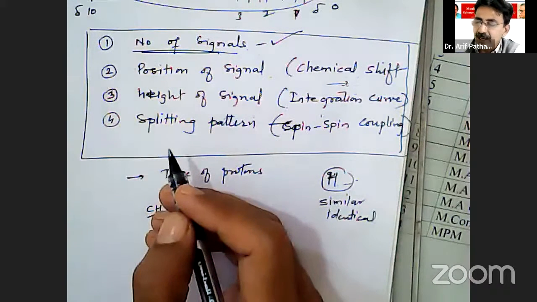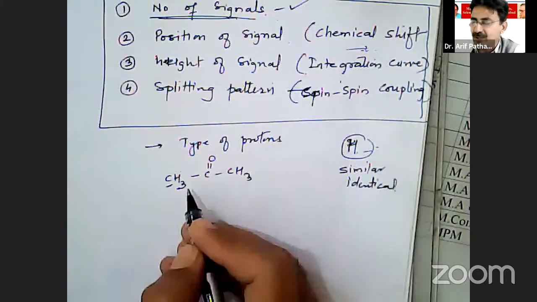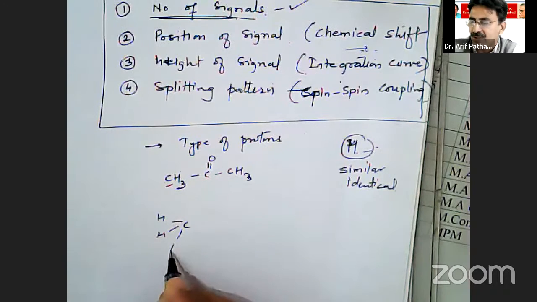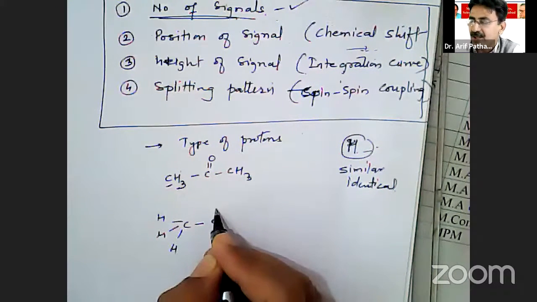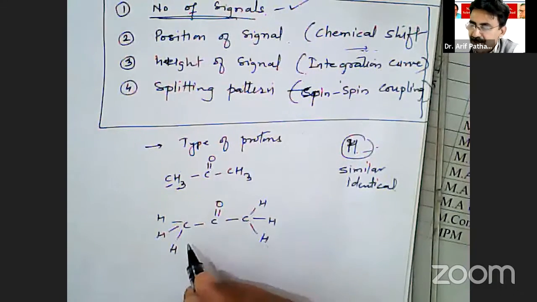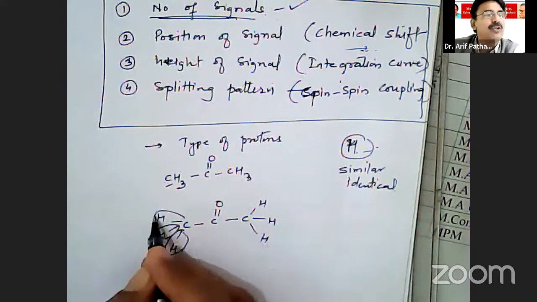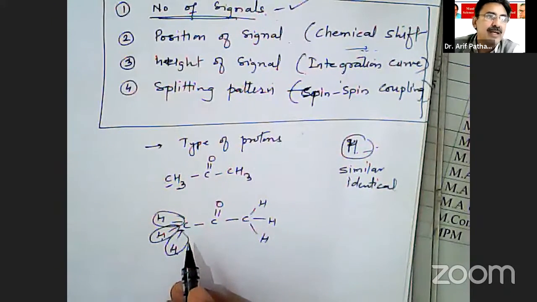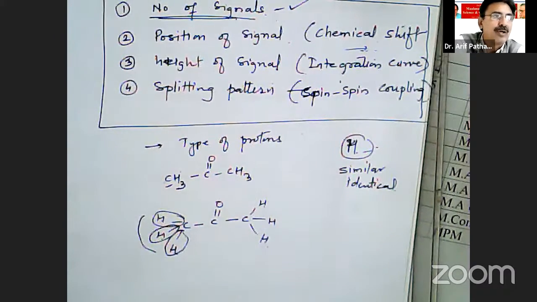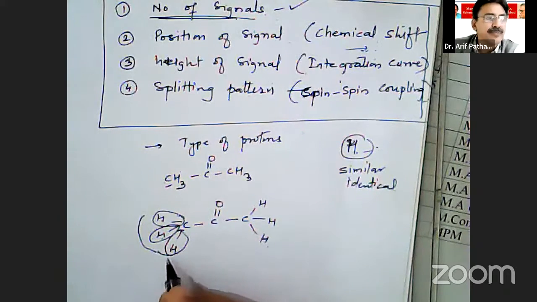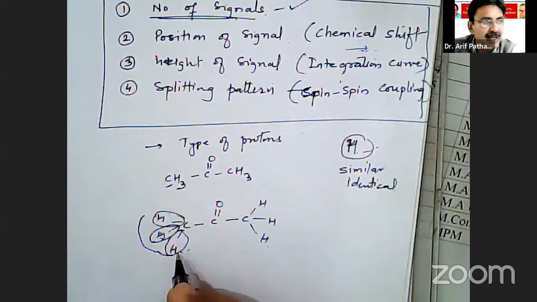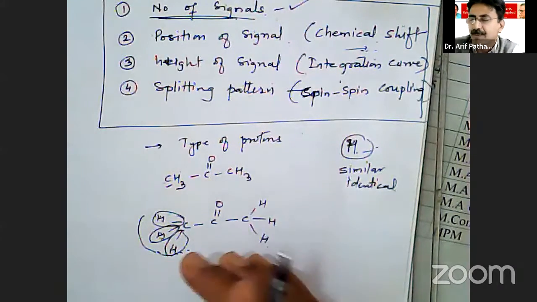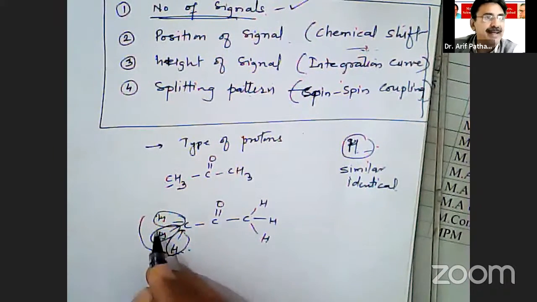What I mean to say is that in this particular example, CH3, C double bond O, CH3, there are three hydrogen atoms with the first carbon, and the second carbon is also having three protons. If you compare the first, second and third hydrogen atoms, you will find that they are attached to a carbon having the same electronic environment. Electron density is similar for these three protons. Therefore, the absorption frequency of these three protons will be similar. Therefore, they will appear at the same position. This means these three protons are identical. They are the same.